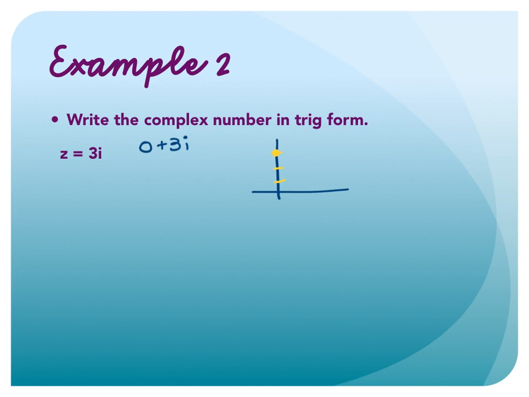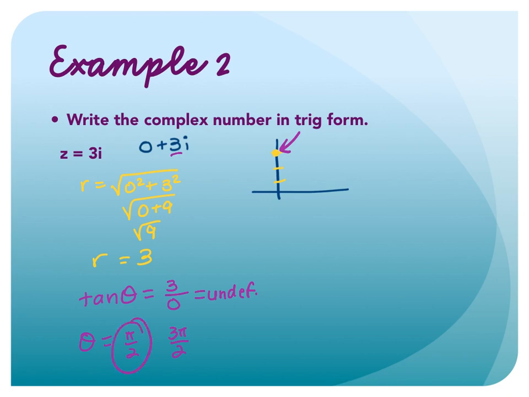This time, I need to find my r, which would be the square root of 0 squared plus 3 squared, square root of 0 plus 9, square root of 9, which is 3. That's the r. And I need to find theta. Tangent of theta is going to be b, which is 3, over a, which is 0, undefined. And tangent is undefined at 2 locations, pi over 2 and 3 pi over 2. But this is clearly here at the top of my circle, which would be pi over 2.